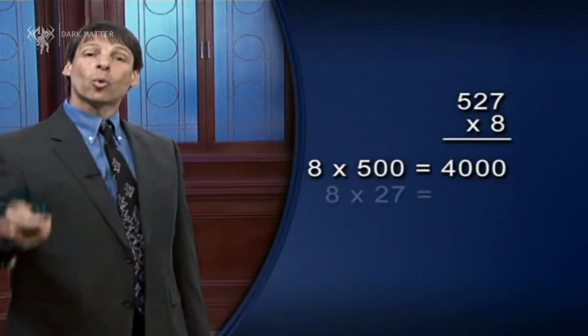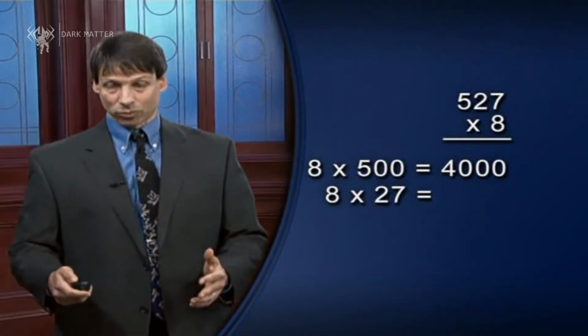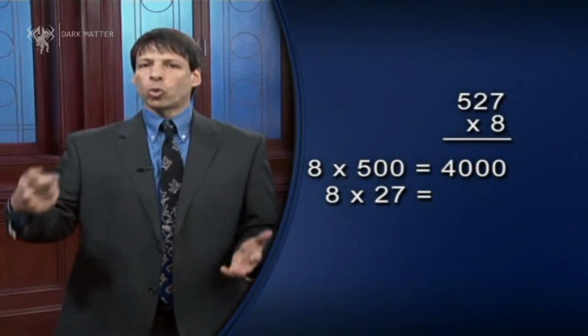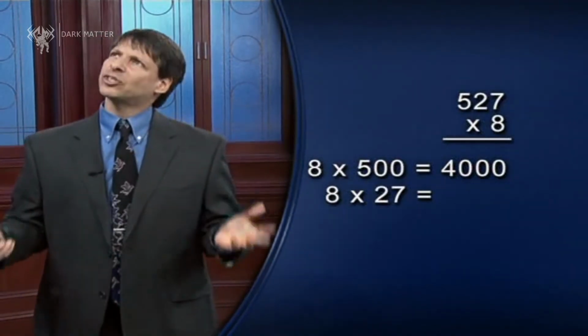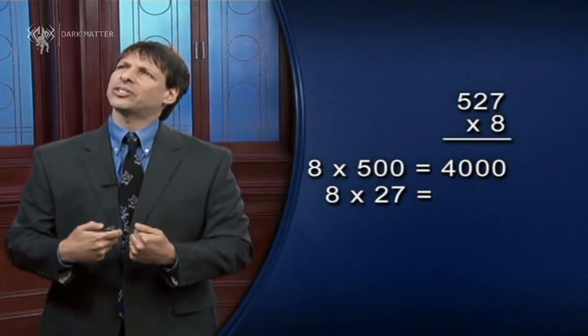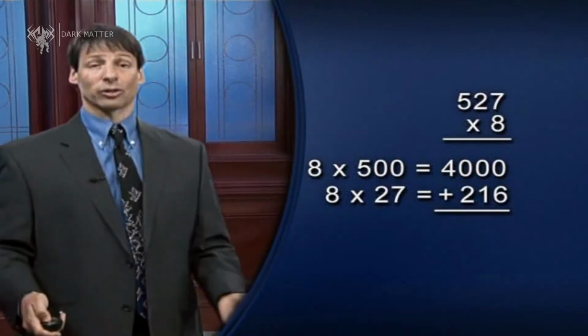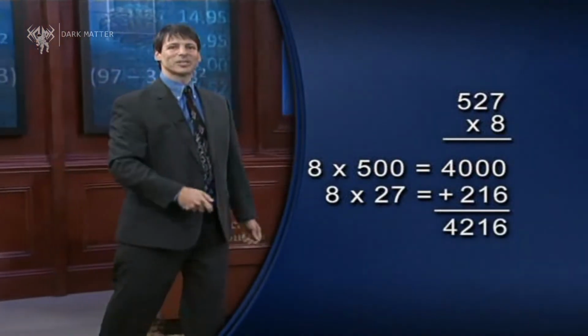Now you do 27 times 8. Now that's a 2-by-1 problem. We've simplified our life to a 2-by-1 problem. 8 times 20 is 160. 8 times 7 is 56. 160 plus 56 is 216. And there's your answer, 4,216. All right, here's another easy one.